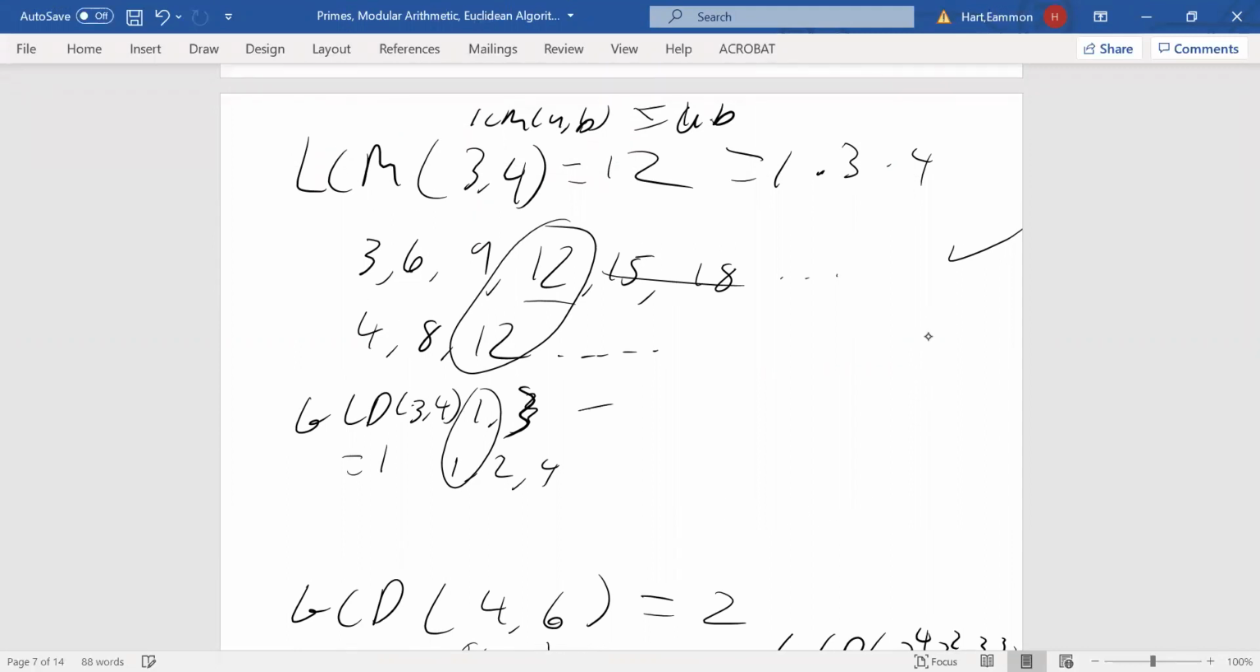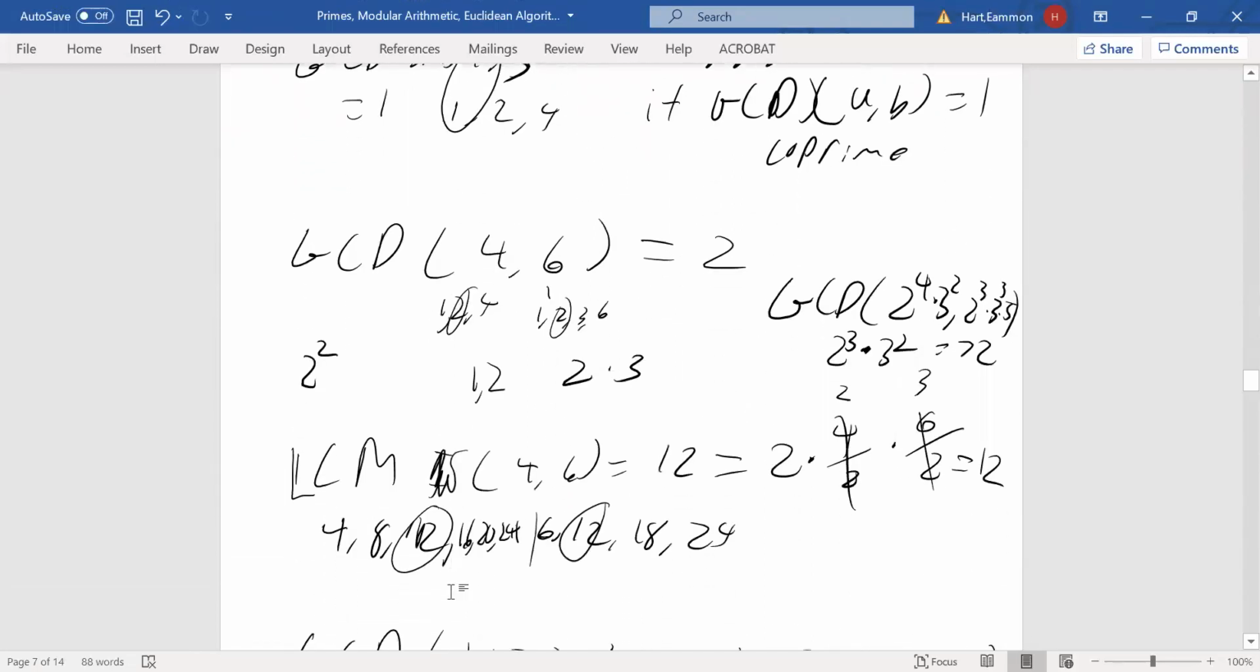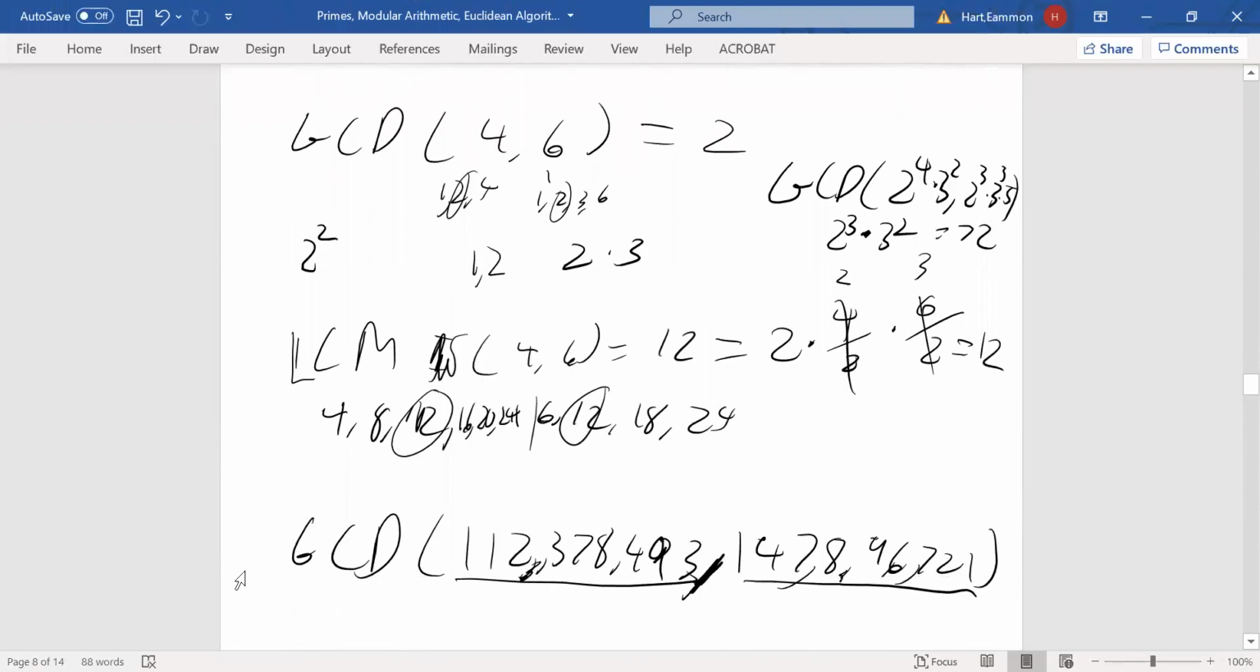We call these coprime. So if the GCD of A and B is equal to 1, they are coprime. So in that case, I get 1 times 3 divided by 1 is just 3, 4 divided by 1 is just 4, so 1 times 3 times 4 is 12. So that checks out here. A slightly more interesting case is if I have the GCD of 4 and 6 is equal to 2. I can see that by dividing out here.